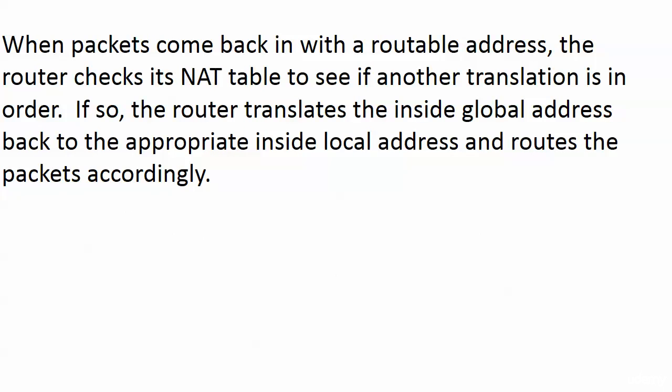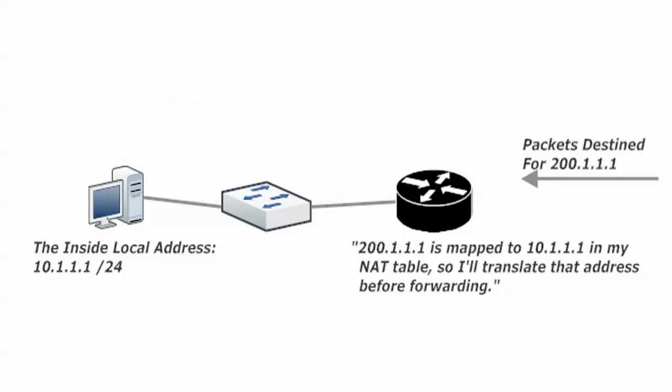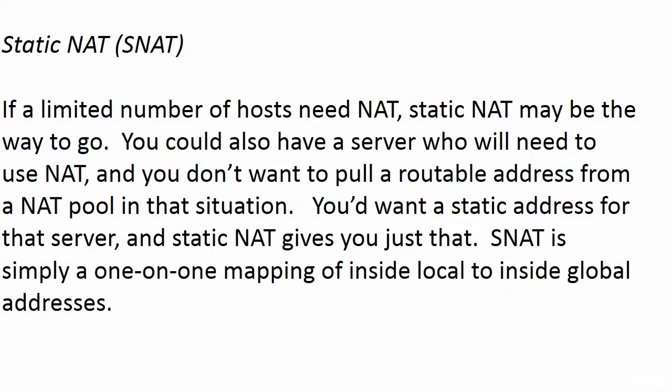So it's not like you have to go out and buy a lot of expensive hardware to make NAT happen. Now, when the packets come back in with a routable address, the router checks its NAT table to see if another translation is in order. And if it is, the router translates the inside global address back to the mapped inside local address and then routes the packets accordingly. So when packets come back in for 200.1.1.1, the NAT router takes a look at them and says, hey, that's a translation. I have that address mapped to 10.1.1.1 in my NAT table, so the router translates the destination IP address from 200.1.1.1 to 10.1.1.1 and sends them on their merry way. And again, that host has absolutely no idea that any of that happened.